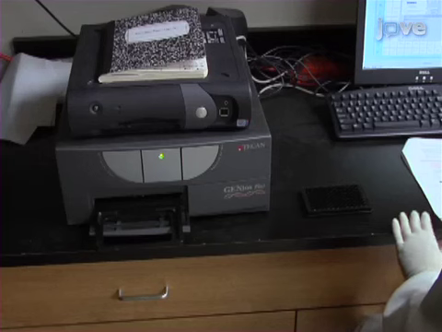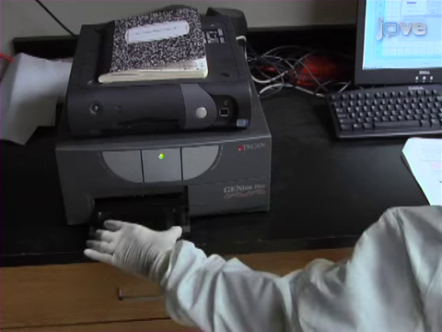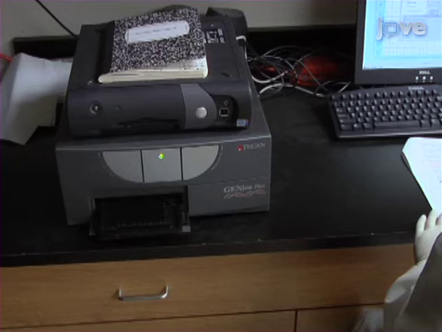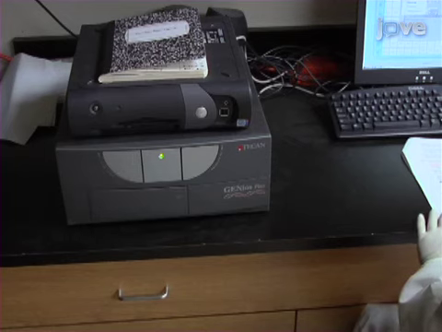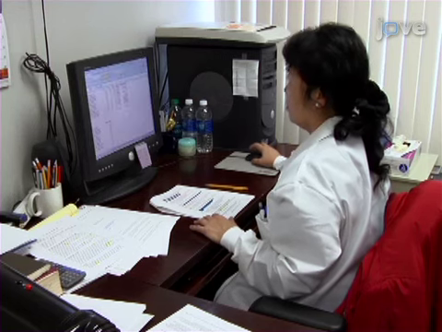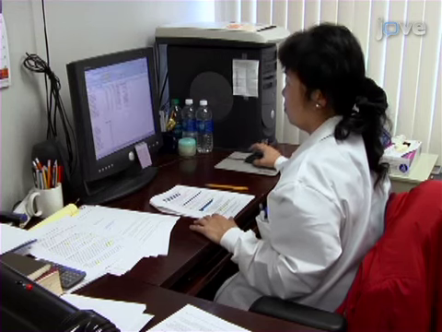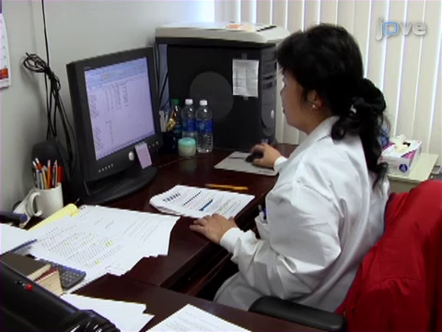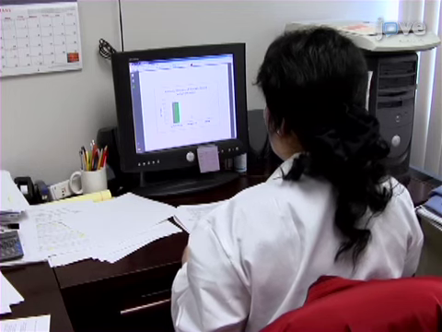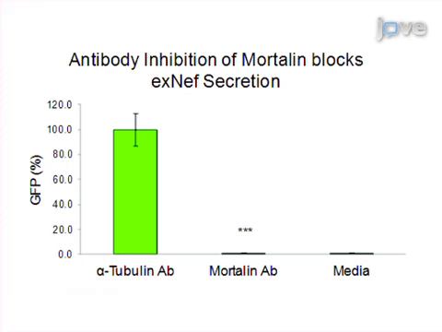Then, measure GFP fluorescence in the medium using a fluorimeter with excitation wavelength 485 nanometers and emission wavelength 515 nanometers in relative fluorescent units. After reading the plate, transfer the data to a PC and set the level of GFP fluorescence in the anti-alpha tubulin control at 100%. Compare this to the level of GFP fluorescence in the medium from cells co-transfected with anti-mortalin antibody to determine changes in Nef-GFP secretion.